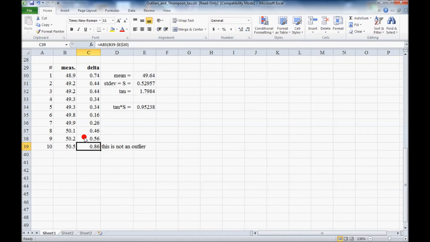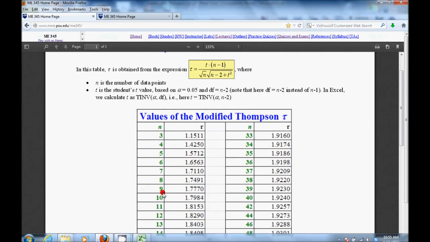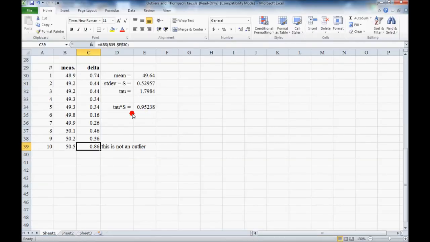You have to do this one outlier at a time, and there are some cases where you might have more than one outlier in your problem. You can remove them only one at a time. The reason being that once you remove one, the mean and the standard deviation changes, and then the tau also changes because you will have a fewer number of data points. So you have to basically go through the same procedure over and over again until you don't have any more outliers.